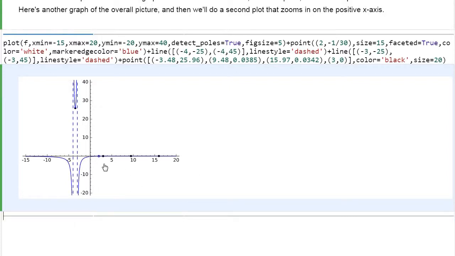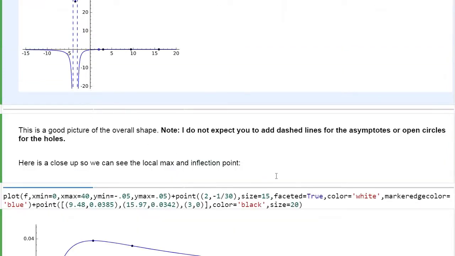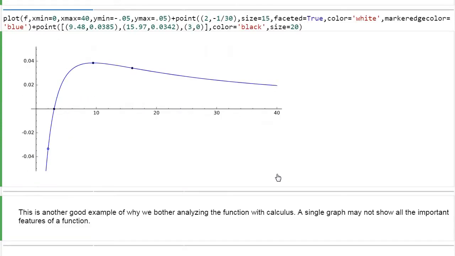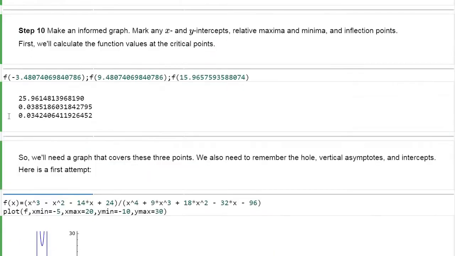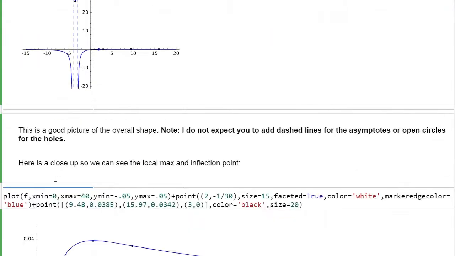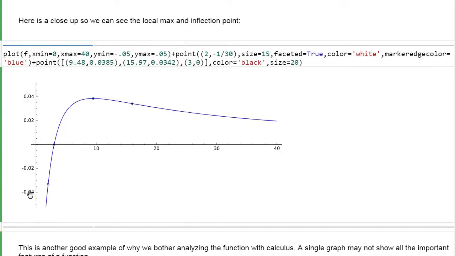Okay, now I need to make a second picture to see these key features. I just zoomed in really close, and I knew what values I wanted because I calculated them up here at the beginning. These are the y values for the local max and for the inflection point, and you can see they're about 0.04, so that's why I have 0.04 here. And just for balance, I was symmetric there. So here's my hole, here's my x-intercept, here's my max, here's my inflection point. Now I can see what's happening on this right side. It's a really small wiggle here in the hundredths.